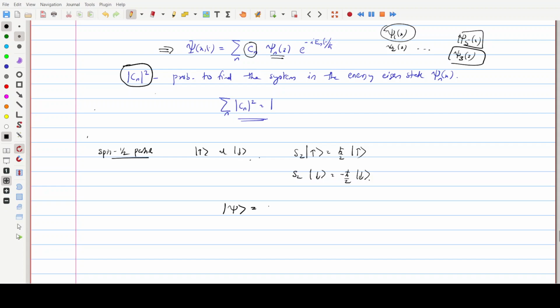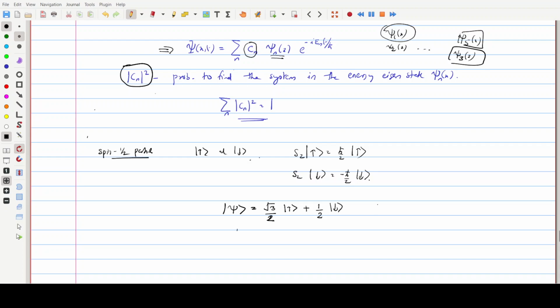Okay. Now suppose the state of the system is represented as root 3 by 2 spin up plus 1 by 2 spin down. So I just change the numbers, 3 by 2 and 1 by 2, instead of what I had. Okay, I think it works.